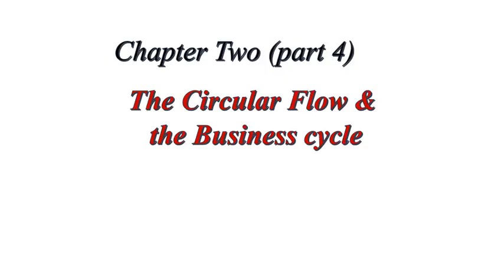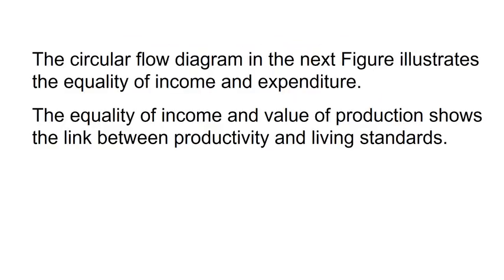It's about circular flow and business cycle. What is the business cycle? It's a diagram to illustrate the equality of income and expenditure. It will explain how much the two approaches equal each other. Equality of income and value of production shows the link between productivity and living standards.